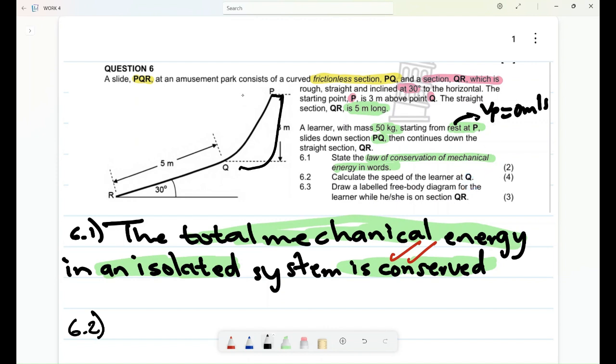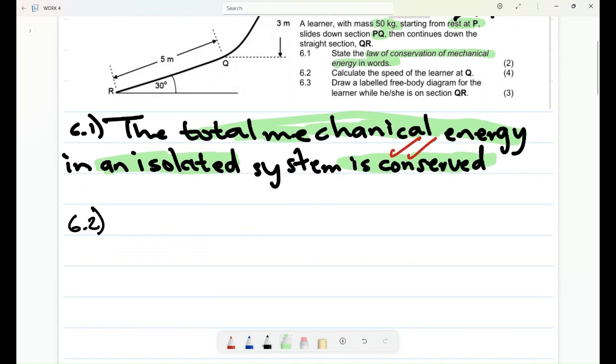But I know something. From P to Q, my surface is frictionless. So here mechanical energy is conserved. So it means this law is applicable. So you understand why I'm saying most of the time the examiner asks you to define something and you're gonna use that law.